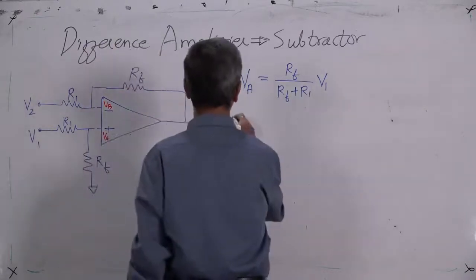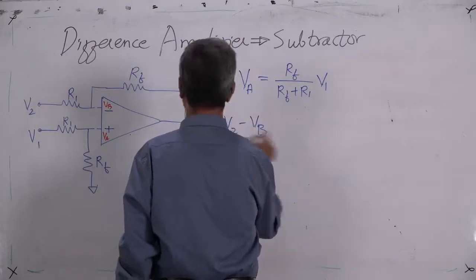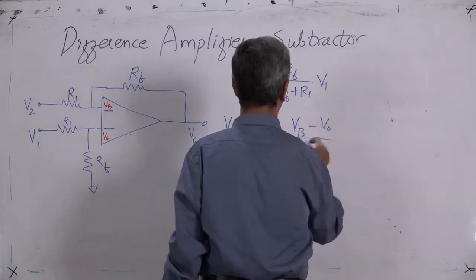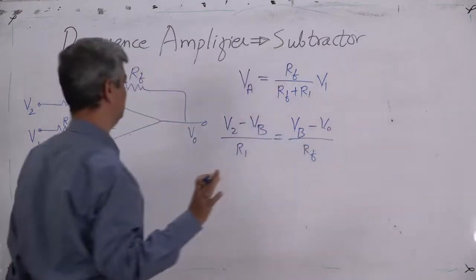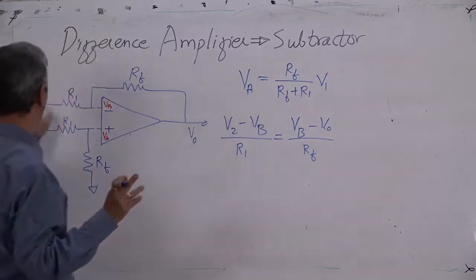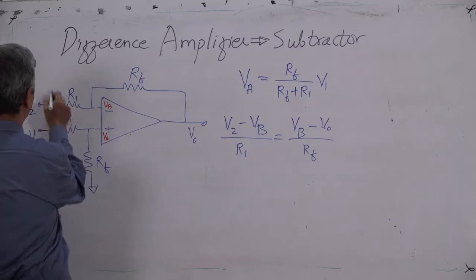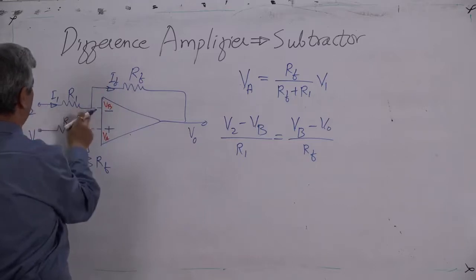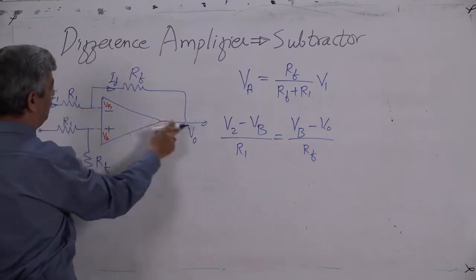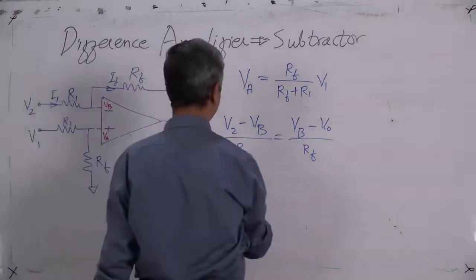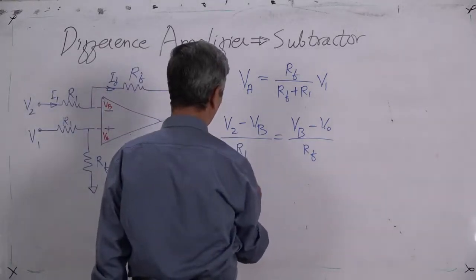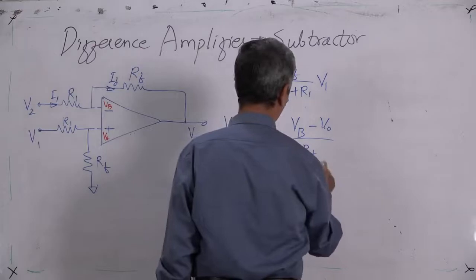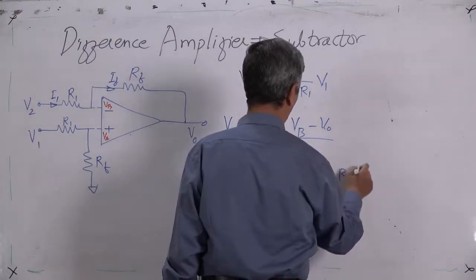So V2 minus VB upon R1 is equal to VB minus VO upon RF. That is quite clear. Obviously, Ohm's law, this current I1, this current IF. Cross multiply. So RF V2 minus RF VB is equal to R1 VB minus R1 VO.